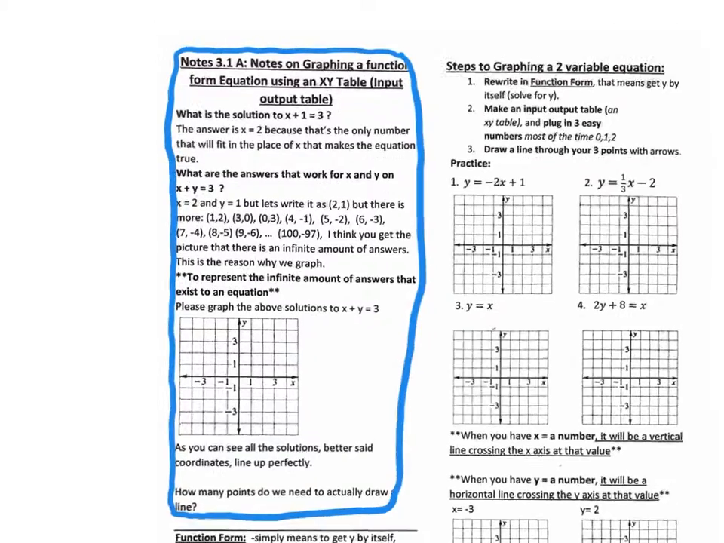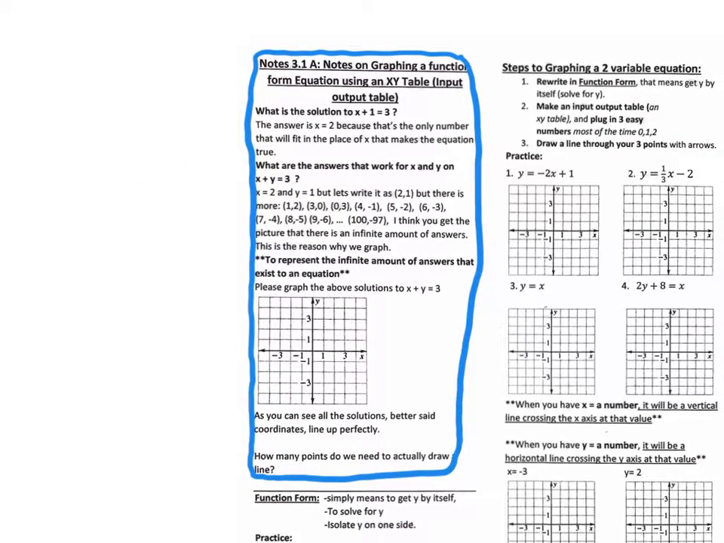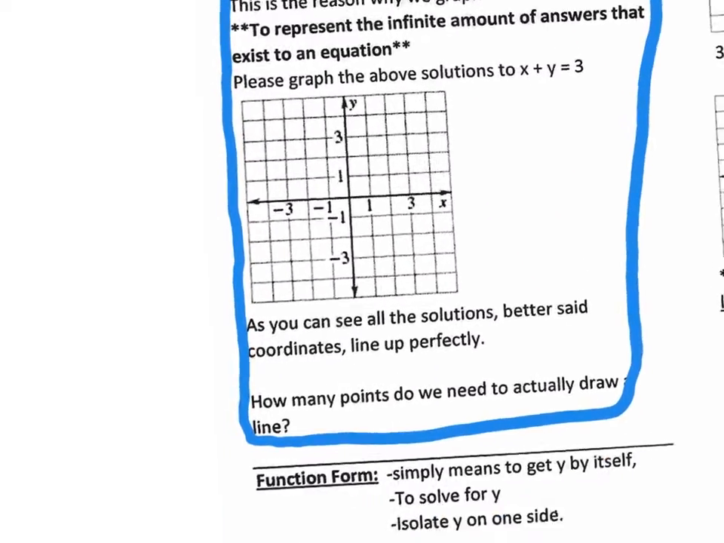So everybody has this handout, and right here in blue, I already circled it because we've already learned this. All right, we've already graphed an equation with two variables. We know that there's an infinite amount of answers. We know that that's the reason why we graph, to represent the infinite amount of answers. And we know that when we graph a line, all the answers are on that line. So we're going to skip that.